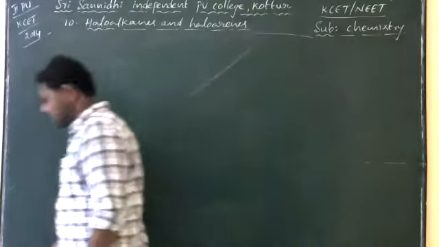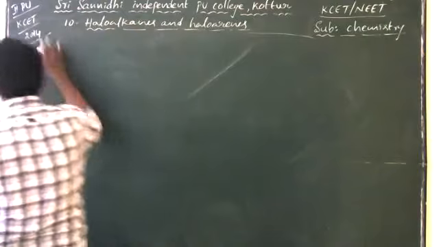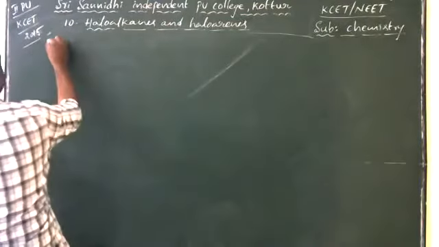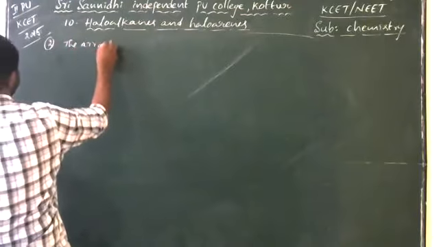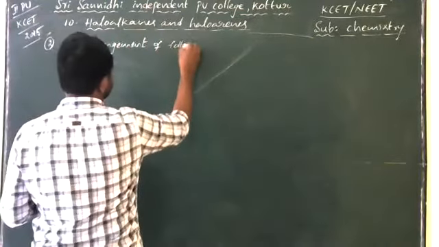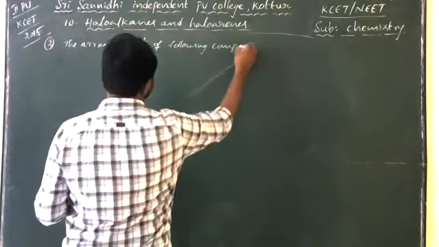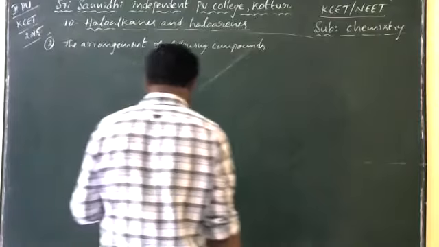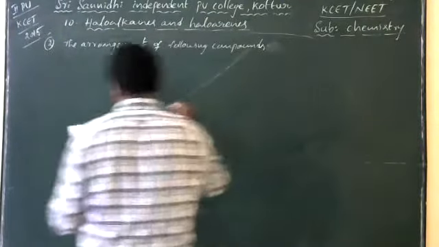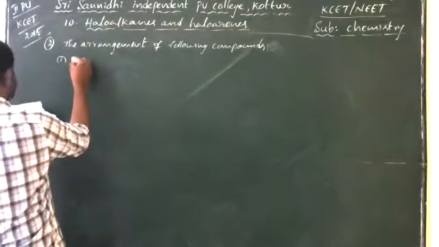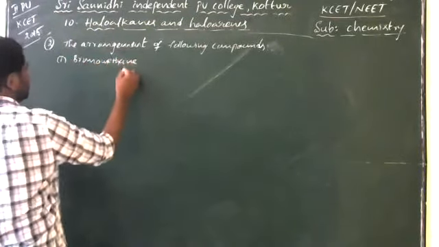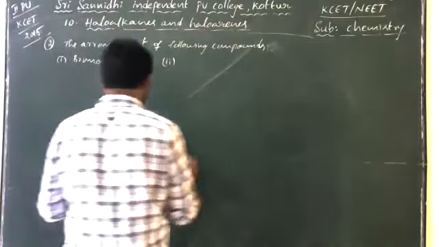Next, go to the second question, 2015. Arrange the following compounds in the increasing order of their boiling points. The compounds given are: bromomethane, bromoform, chloromethane, and dibromomethane.